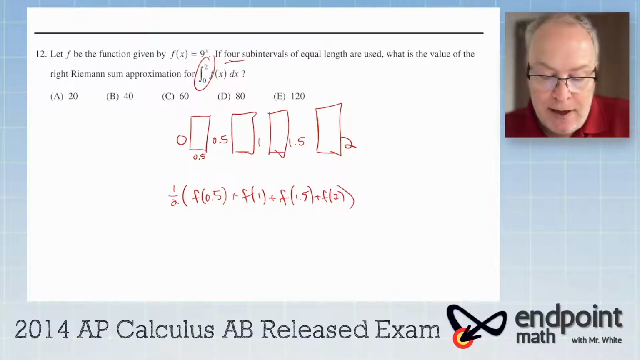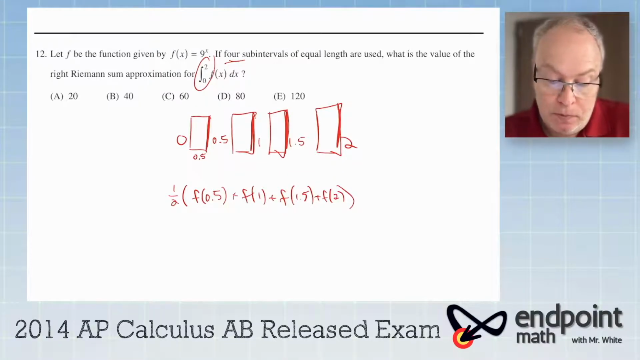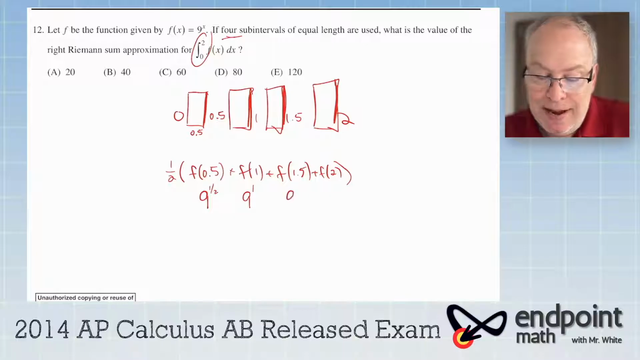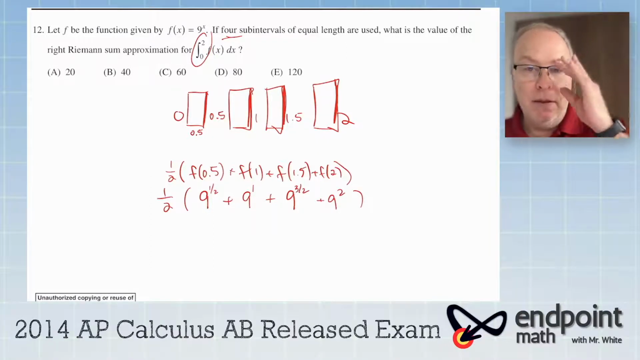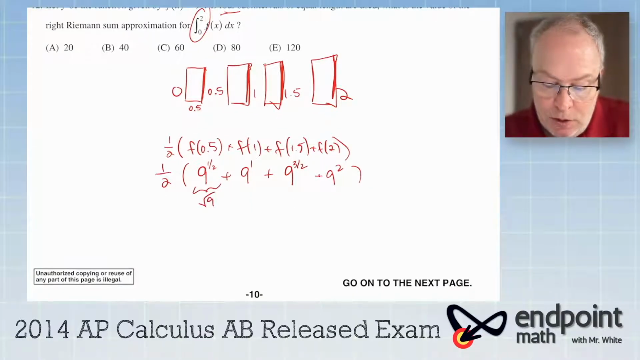So I'm going to find these heights by putting 0.5 into the original function. So this is going to be 9 to the 1/2 power. This is going to be 9 to the first power. 9 to the 3/2 power. You'll see why I'm writing it that way here in a moment. That's 1.5 plus 9 to the second power. All of that will be multiplied by 0.5, or divided by 2, I mean. All right, this is the square root of 9, which is 3.